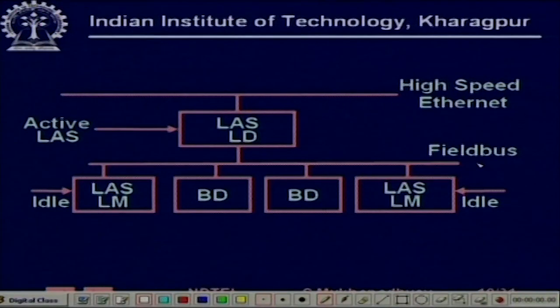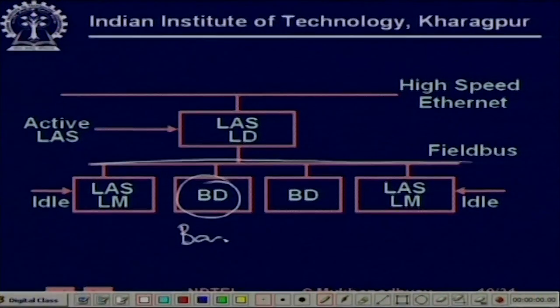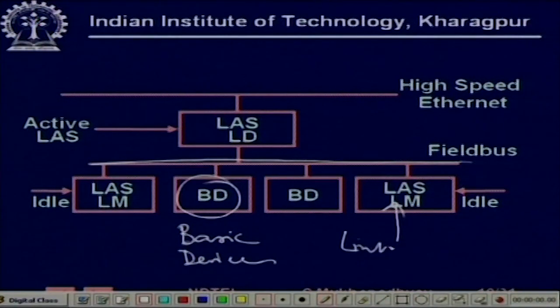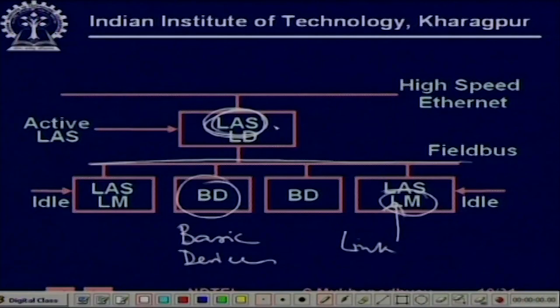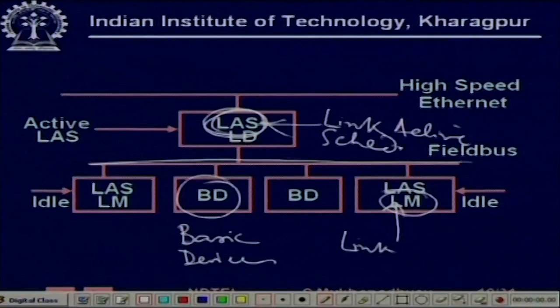So on the bus, this is a fieldbus. There are various devices. These are basic devices, BD. And these are link masters. So LM is a kind of device which is capable of becoming a link master. And among the link masters, there is a particular device which is called the link active scheduler. At this time, this link master can also become the link active scheduler, but it is at this time idle. So these are idle.